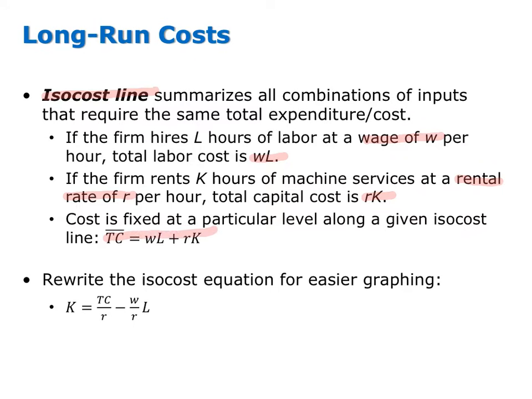Cost comes from inputs, and so total cost is the cost of labor plus the cost of capital, or total cost is WL plus RK. The reason why the total cost variable right here has a bar over it is because along an isocost line, cost is held constant or fixed. It might help for graphing to solve this isocost line for capital, given that the convention, just like isoquants, is to graph labor on the horizontal and capital on the vertical axis.